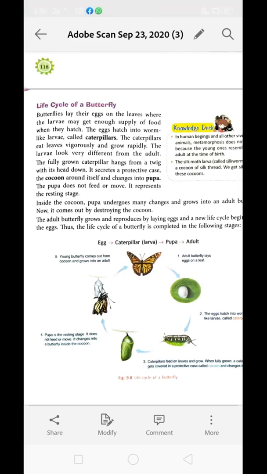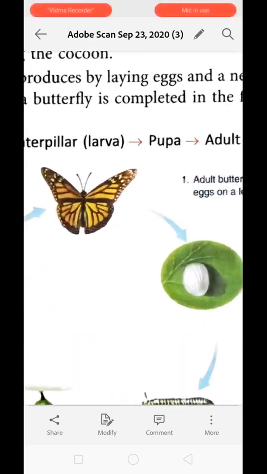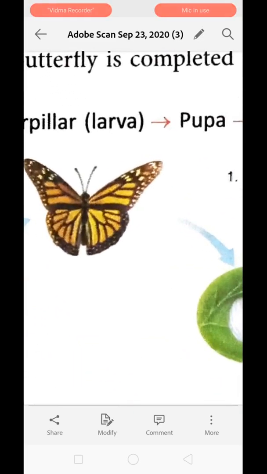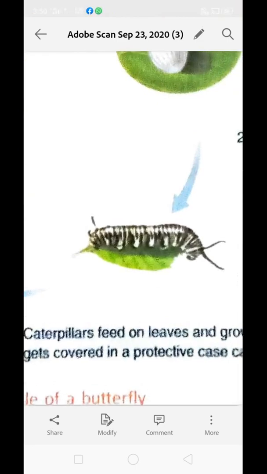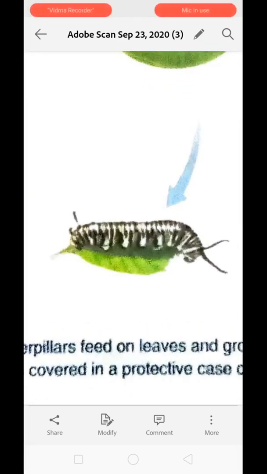The larva which comes out of the egg after hatching is called a caterpillar, and because of the small amount of food it has when it comes out of the egg, it feeds vigorously on the leaves provided in the plants and trees. The larva looks very different from the adult. You can see this is an adult butterfly, very beautiful, and this is the larva, totally different.